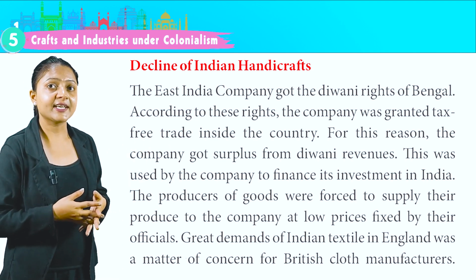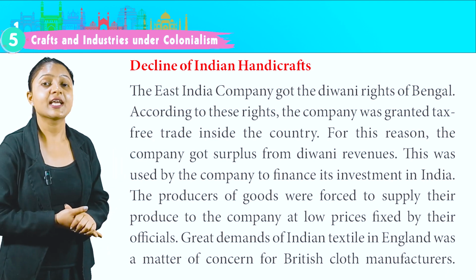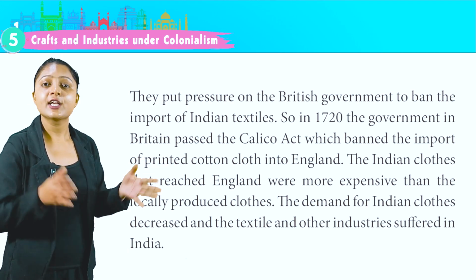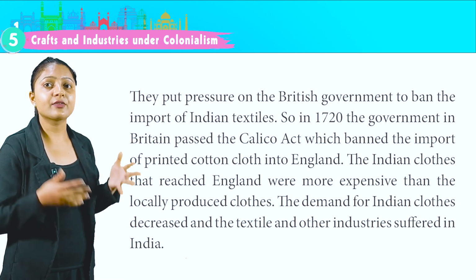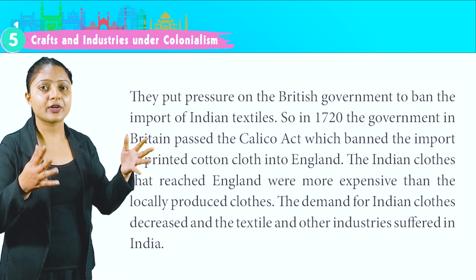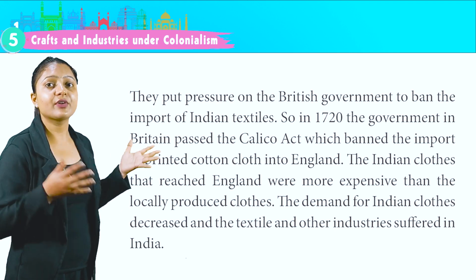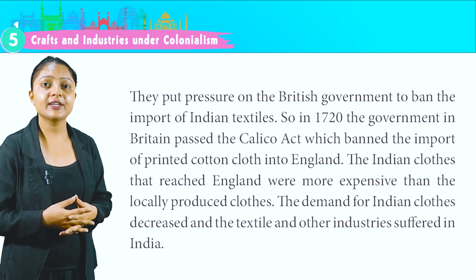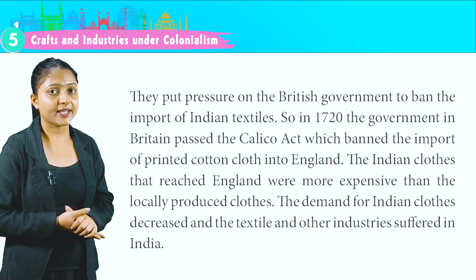The great demand for Indian textiles in England was a matter of concern for British cloth manufacturers. They put pressure on the British government to ban the import of Indian textiles. So in 1720, the government in Britain passed the Calico Act, which banned the import of printed cotton cloth into England. The Indian clothes that reached England were more expensive than the locally produced clothes. The demand for Indian clothes decreased and the textile and other industries suffered in India.